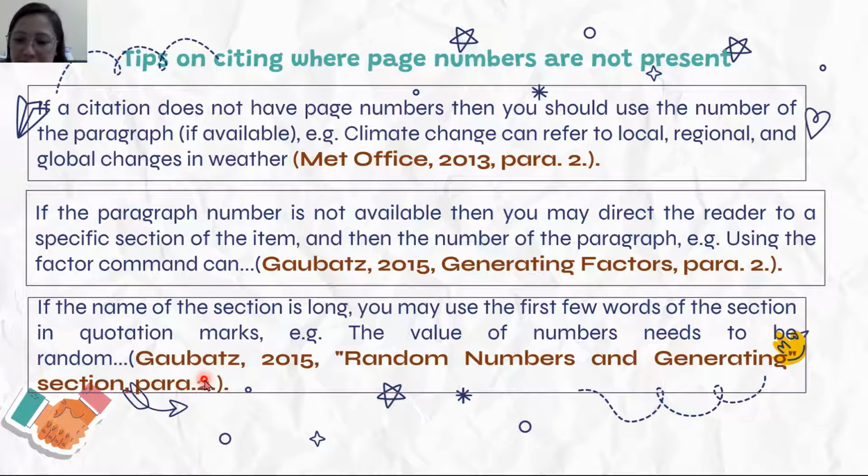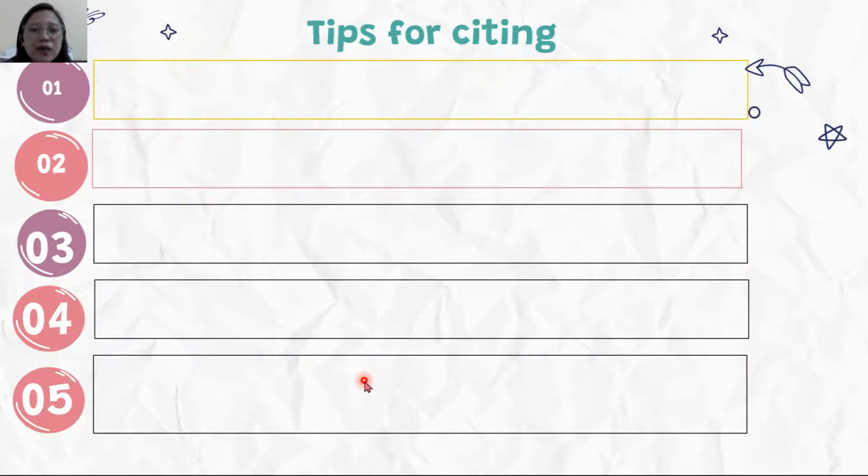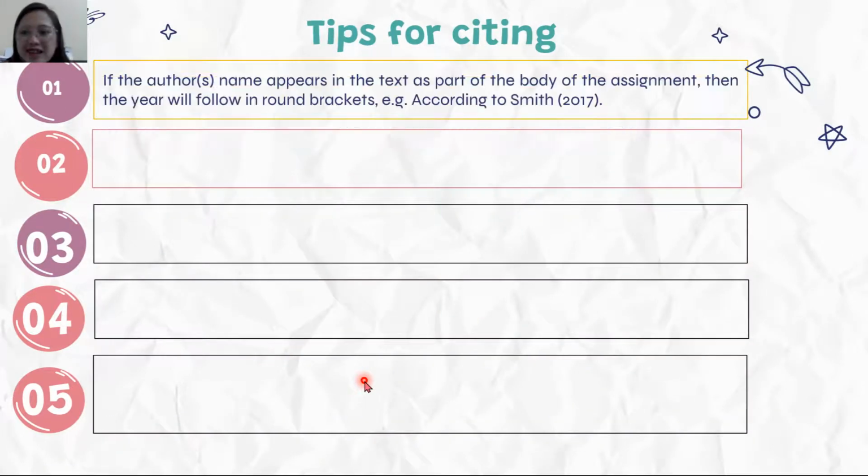So this sentence is generated from the Go Bats, the author, 2015. So as you can see, hindi na talaga nilagay yung full name ng section kung saan nyo makikita. So only a few words are included in this section, which is random numbers and generating. So it's another tip. So now let's go to tips for citing.